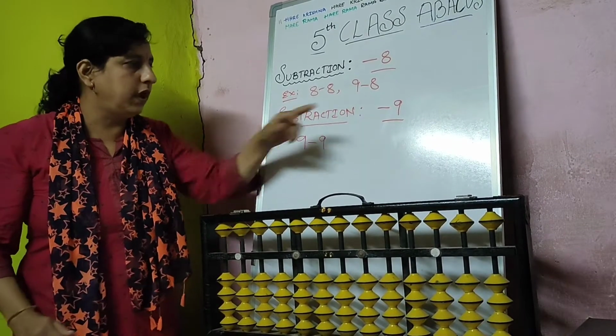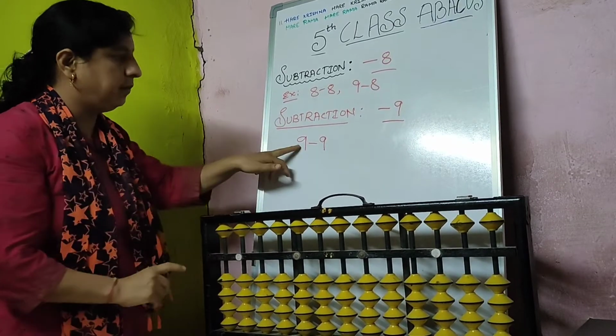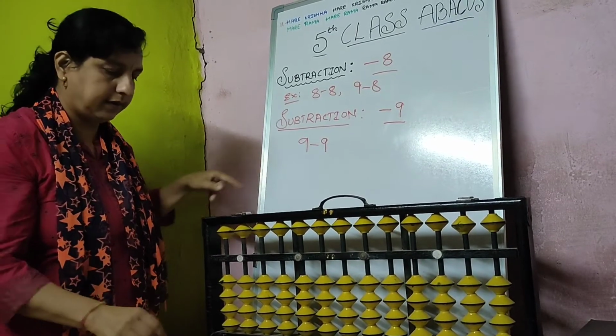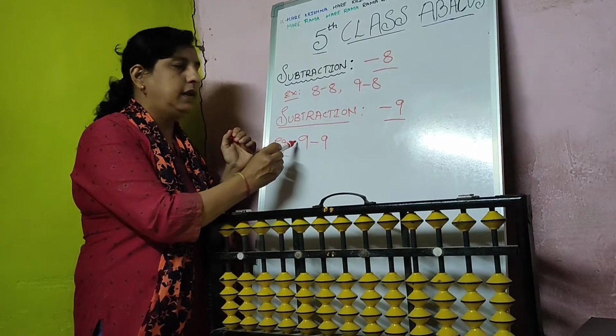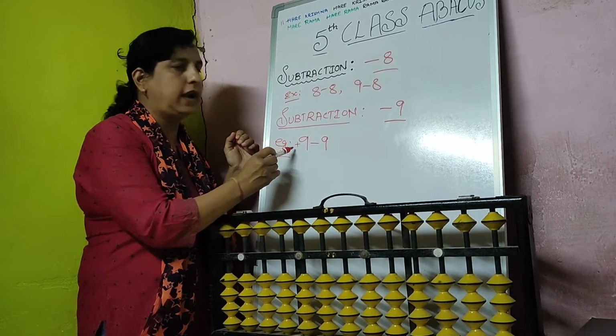Subtraction of 9. Okay. So how to do that? First number is plus. Nothing is there means here in this example, nothing is there means it is understood that it is plus.